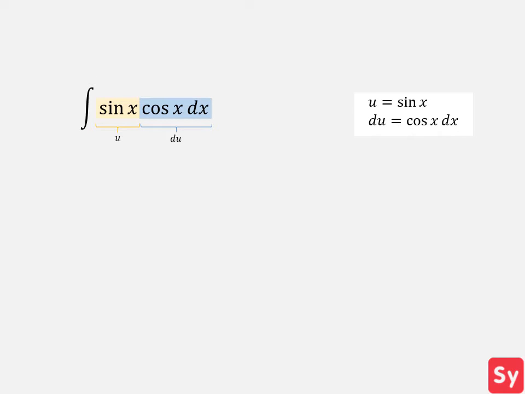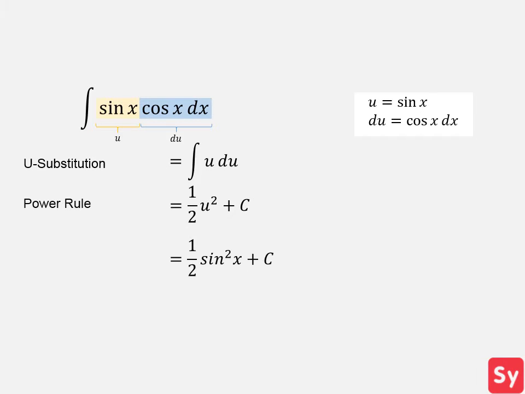And we'll substitute u and du back into the integrand, and now we can see we have a much simpler function we can solve. We'll use the power rule and get 1/2 u squared plus c. Now we'll substitute sine of x back into u, and we'll get 1/2 sine squared x plus c, which is our final solution.